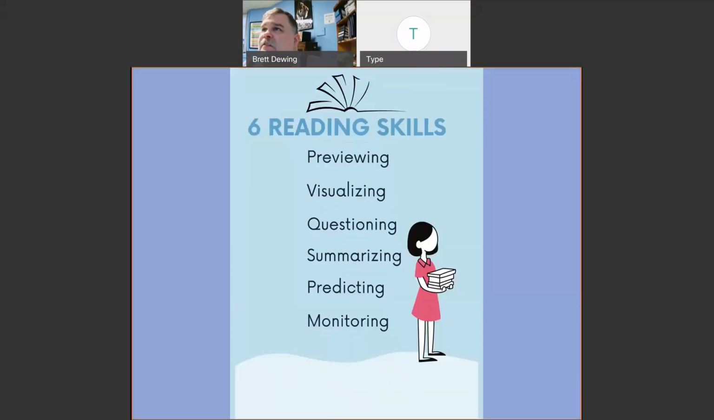And these are the 6 reading skills that I like to try to instill in the students in this class. Previewing, what you can tell before you start reading. Visualizing, how you can see what you're reading going on in your head. Questioning, which we're talking about today, which is asking questions about what you're reading. Why did she say that? Oh, who is that? What does that word mean? Things like that.